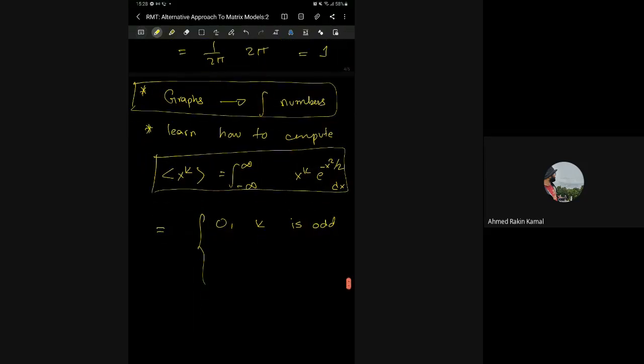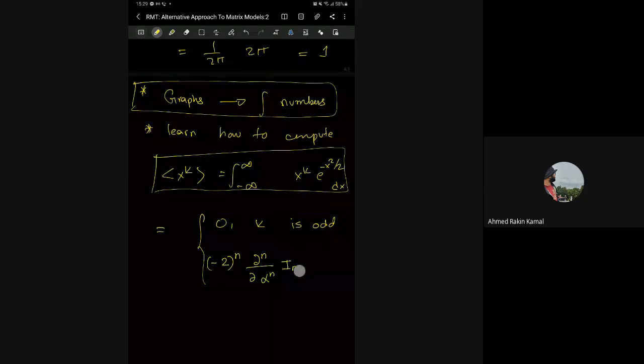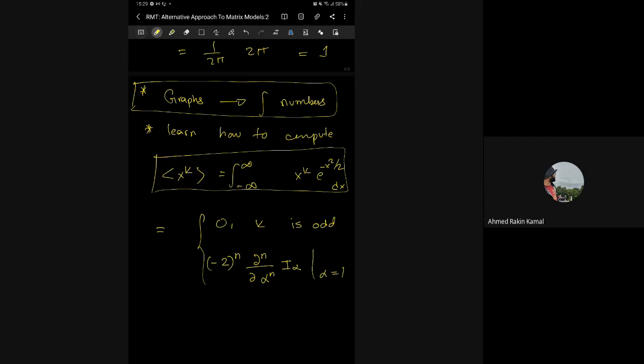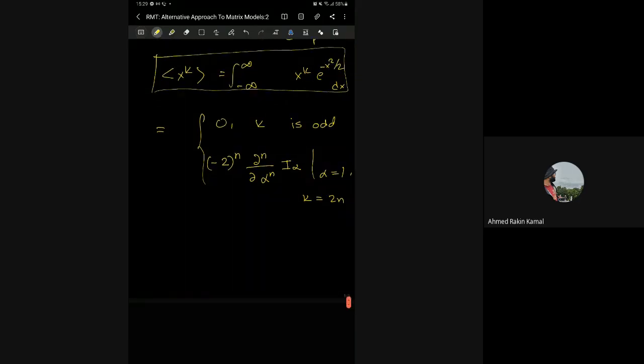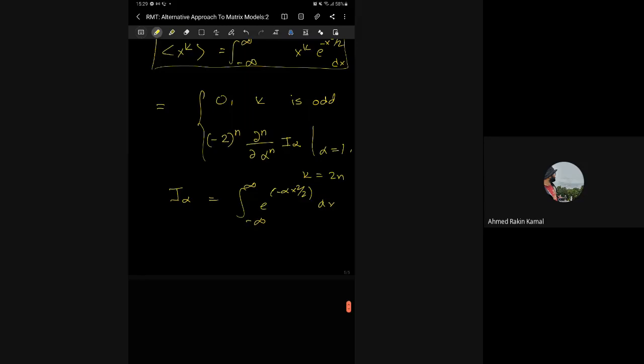Okay, so for the even case, when my k is even, I generate something like this. I can get my answer from doing a differentiation like this, with respect to alpha and setting alpha equal to 1. I'm explaining this in a second. Let me write it first. k is even. Okay, how do I do that? What is I alpha? I alpha is basically this integral, and what do you get as a result of doing this integral? 2 pi over alpha.